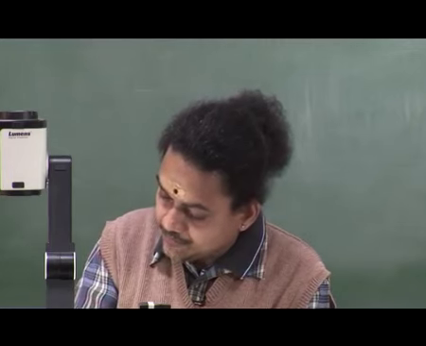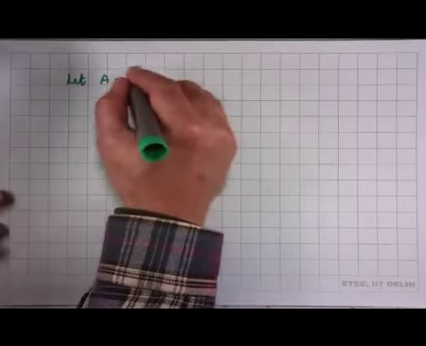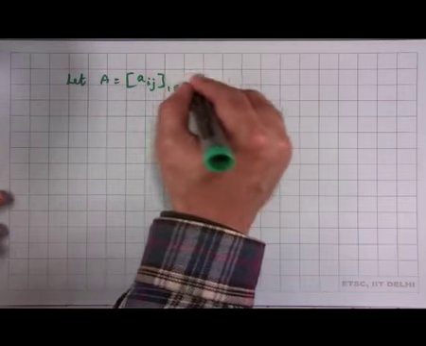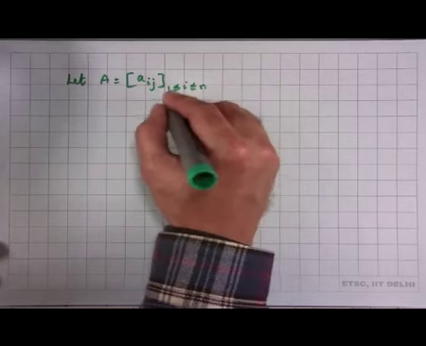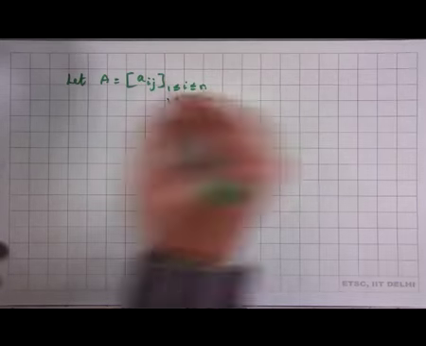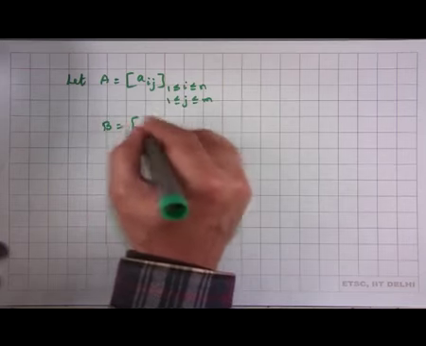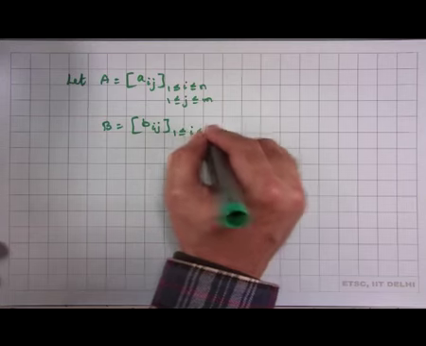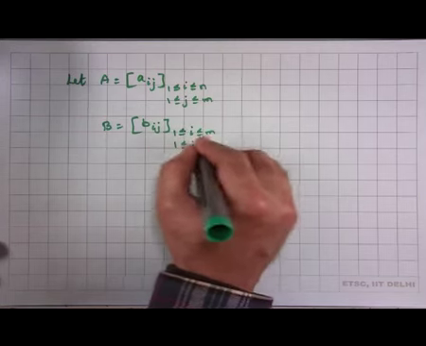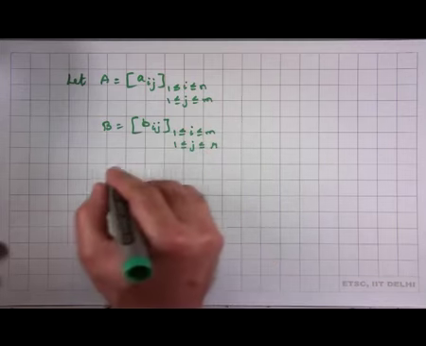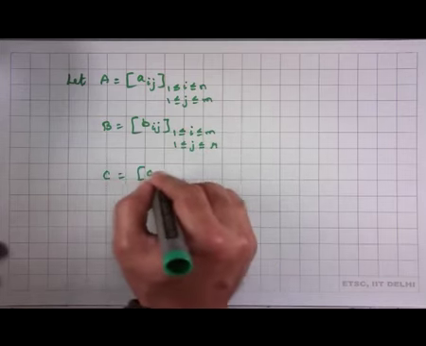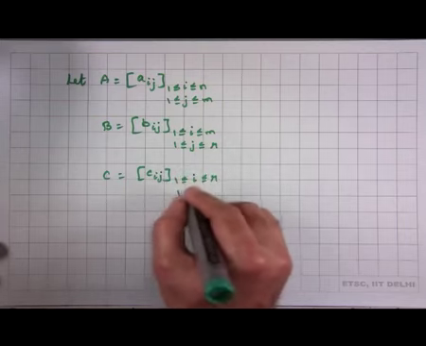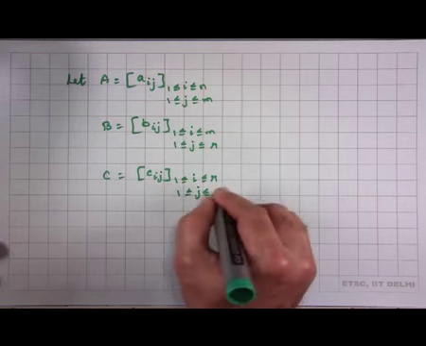So, let A equal to Aij, 1 less than or equal to i less than or equal to n, 1 less than or equal to j less than or equal to m, B equal to Bij, 1 less than or equal to i less than or equal to m, 1 less than or equal to j less than or equal to r, and finally C equal to Cij, 1 less than or equal to i less than or equal to r and 1 less than or equal to j less than or equal to s.